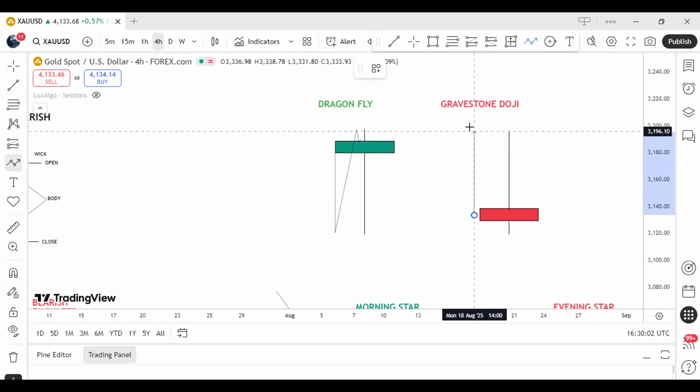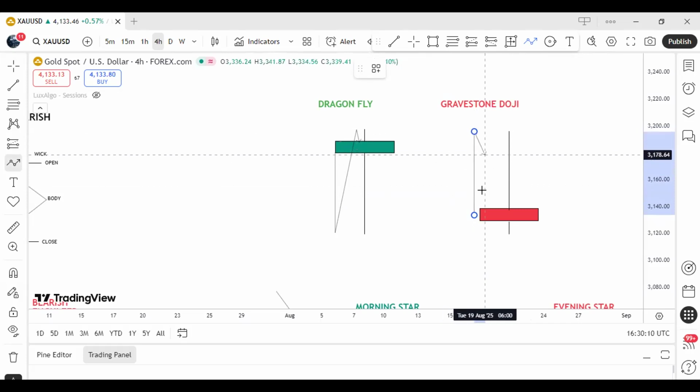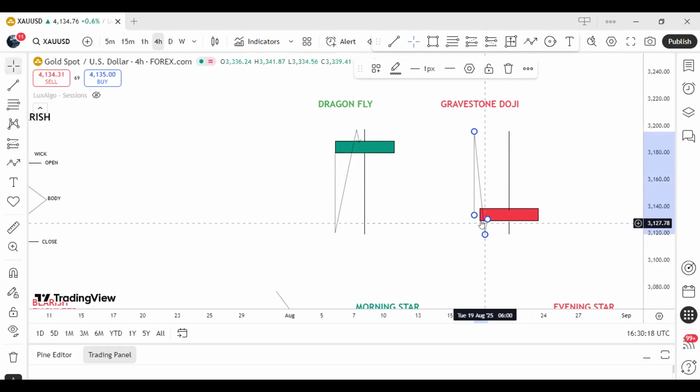And then somehow sellers came in and said, no, at this point, you guys are over, right? They came in and overpowered the buyers. And then they rejected the price from this high, pushed the price all the way to this low. And the buyers were able to manage to reject the price a little bit and then closes here. Closes very close to the open of the price. So it's almost like price is in equilibrium.